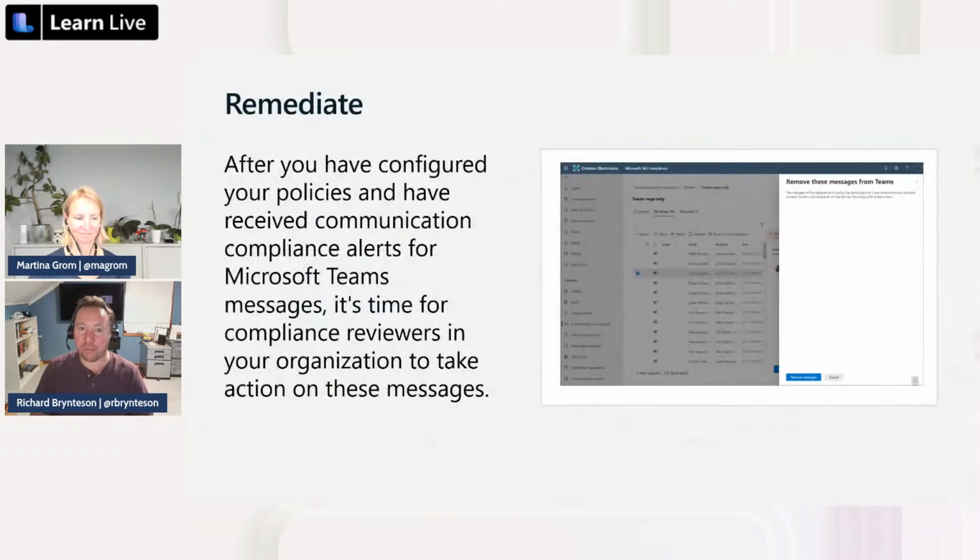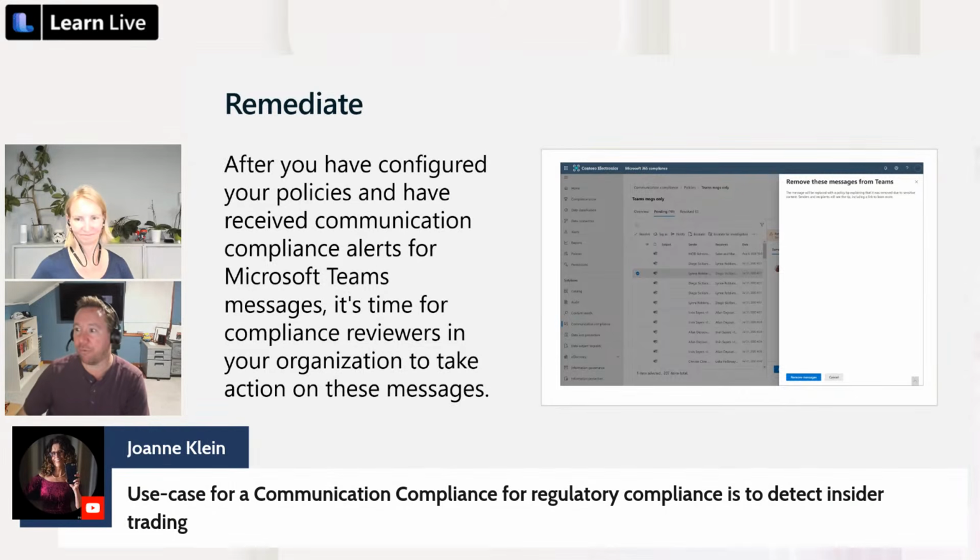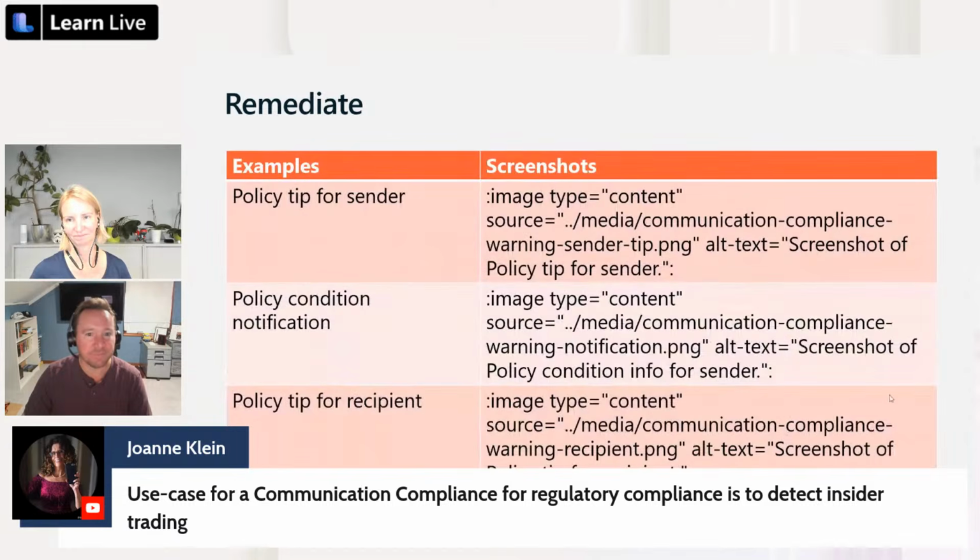So we can do things, right? Like here you can see in the example, we can remove items. So if we've alerted on items, we've investigated them, and yep, they're really bad, I can go through the process and disconnect or remove those items out of Teams after we've done that kind of remediation process.